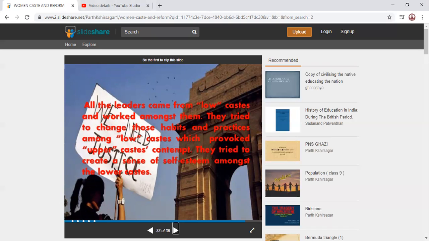Next name is E.V. Ramaswamy Naikar, or Periyar. So, following the success of the other social reformers and movements against social discrimination based on caste prejudices, some reformers from non-Brahmin castes began to challenge the Brahmanical claims to power. The most important among them was E.V. Ramaswamy Naikar, or Periyar, as he was fondly called by his followers.